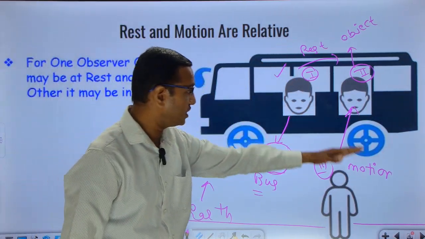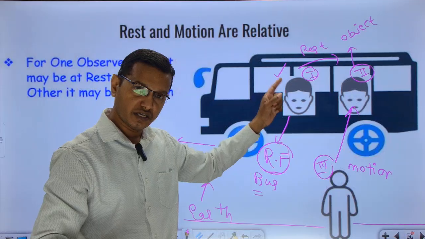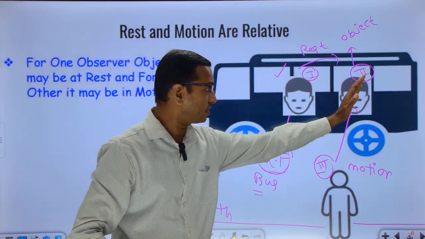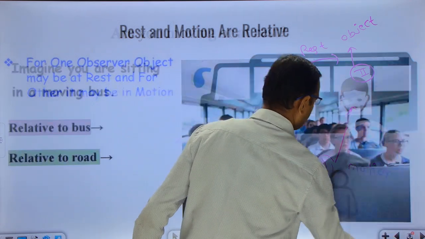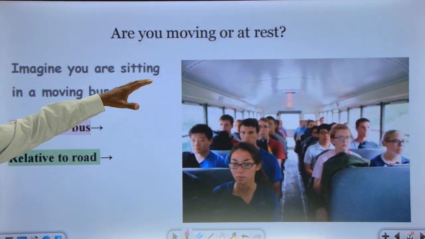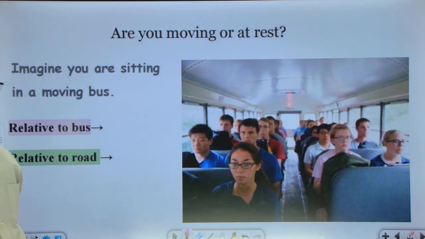So remember, rest and motion are not absolute. They are always relative. For one person, it can be at rest. For the other person, it can be in motion. Okay, hope this is clear. Now, this concept I have just explained.